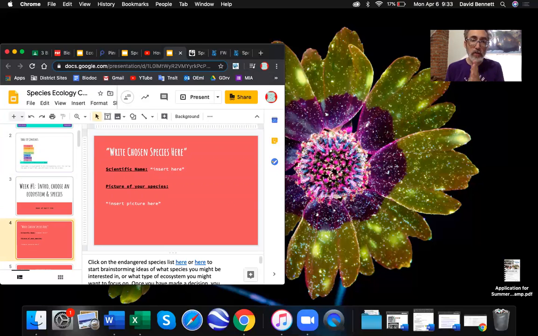And so for the week of April 6th, we're going to pick a species. So you're going to write your species name once you've picked it, but this has to be a specific species. Maybe you like sea turtles. Well, you can't just put sea turtle there. You have to choose the loggerhead sea turtle or the leatherback sea turtle.